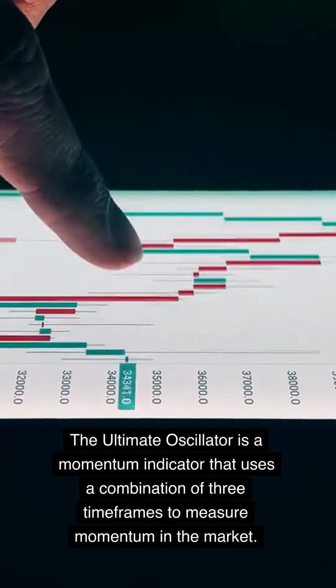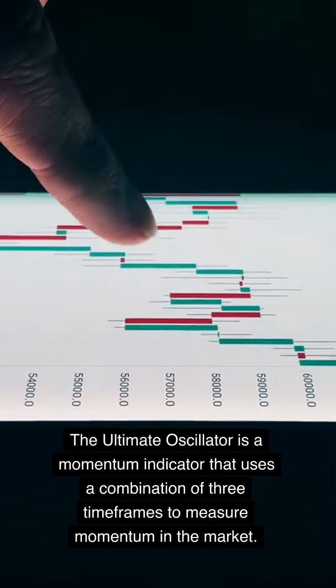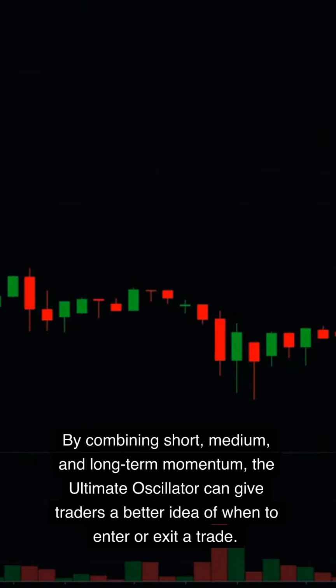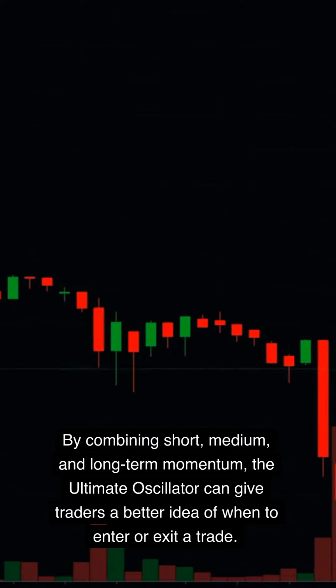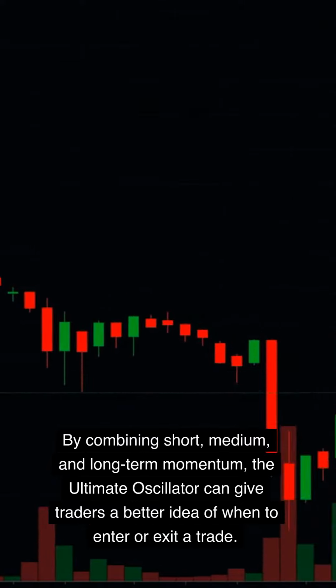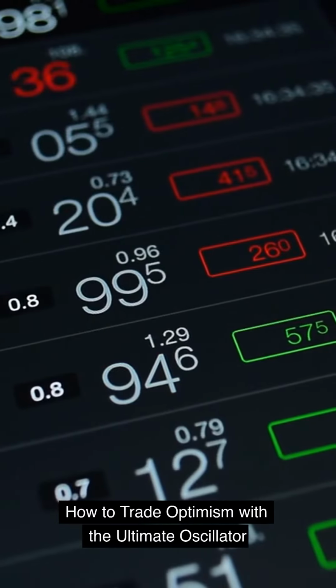The Ultimate Oscillator is a momentum indicator that uses a combination of 3 timeframes to measure momentum in the market. By combining short, medium, and long-term momentum, the Ultimate Oscillator can give traders a better idea of when to enter or exit a trade. How to trade Optimism with the Ultimate Oscillator.